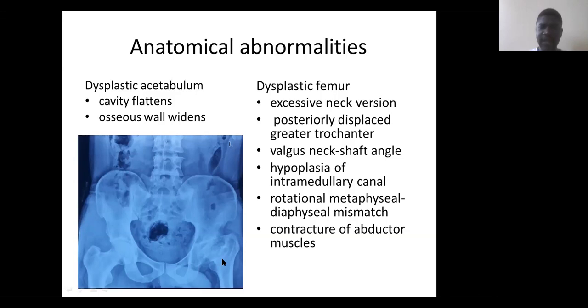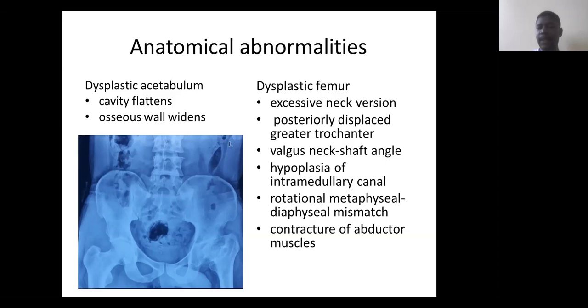Some demonstrate a valgus neck shaft angle. Then hypoplasia of the intramedullary canal, as we can see on this patient, looking at the diameter of the proximal femur, intercortical and intramedullary diameter, the left proximal femur looks hypoplastic as compared to the right one. Then they can also develop rotational metaphyseal diaphyseal mismatch, and we shall discuss how we tackle that.